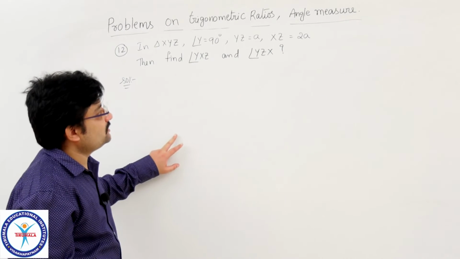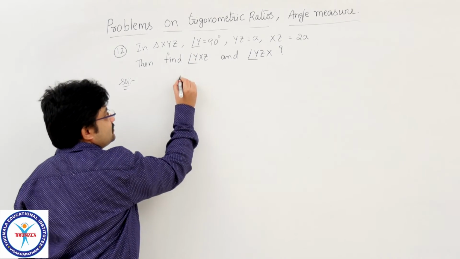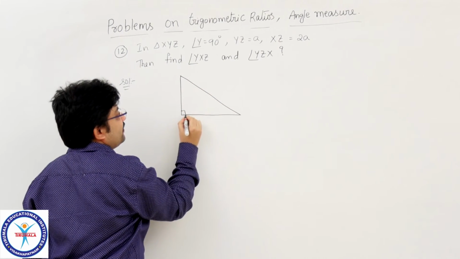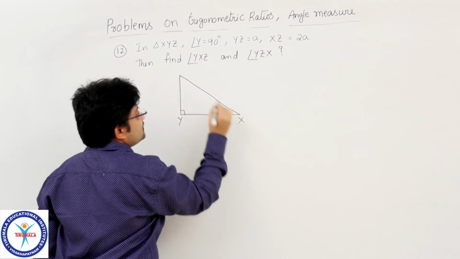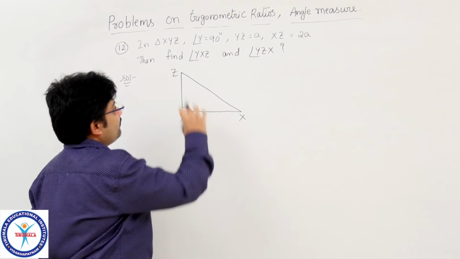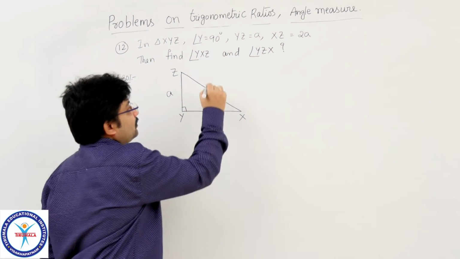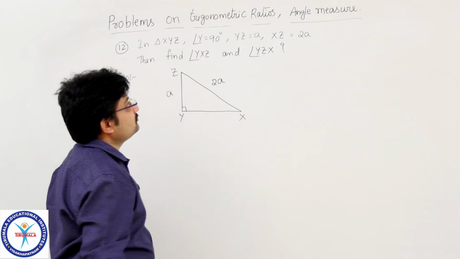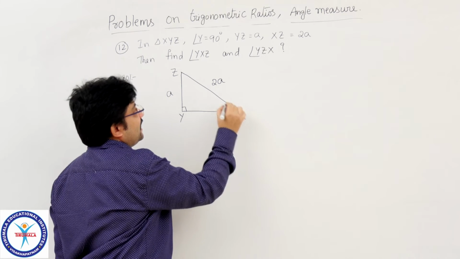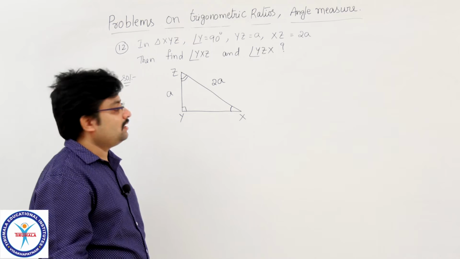Here is another type of question. In triangle XYZ, angle Y is equal to 90 degrees. So, here it is Y, X and Z. Given YZ is of length a, XZ is of length 2a. Then we need to find the angles YXZ and YZX, we need to find out the angles.